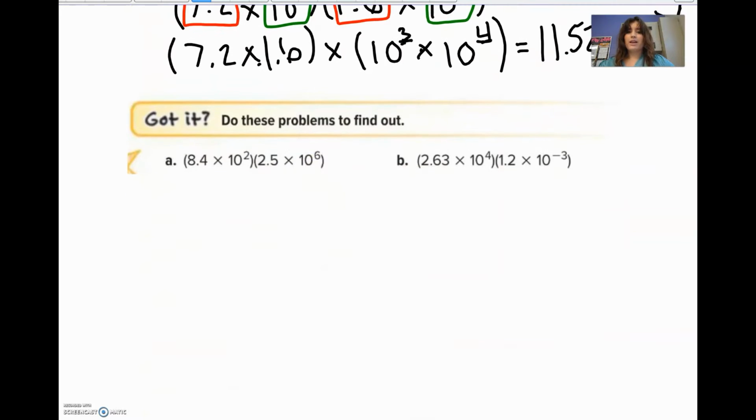For examples A and B, you guys work on that. Remember to group these similar factors, because our end result is always to have a times 10 to some power. So we want to make sure to group our tens together and our whole numbers together.